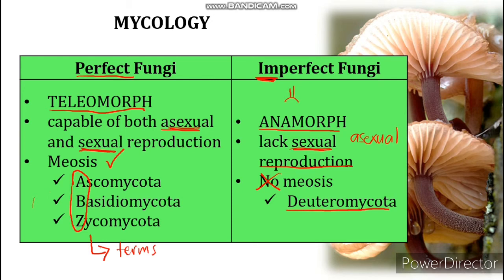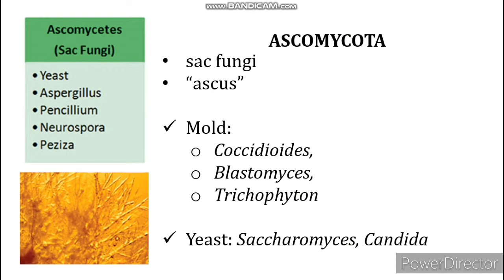para mas madaling matandaan. So, puro terms and concepts kasi ang meron sa mycology and Viro. So, only one way to remember them all easily is through the use of shortcuts. So, dito, sa perfect, ABZ. Sa imperfect, hindi siya perfect kasi kulang siya ng sexual reproduction. So, unahin natin yung mga perfect fungi.